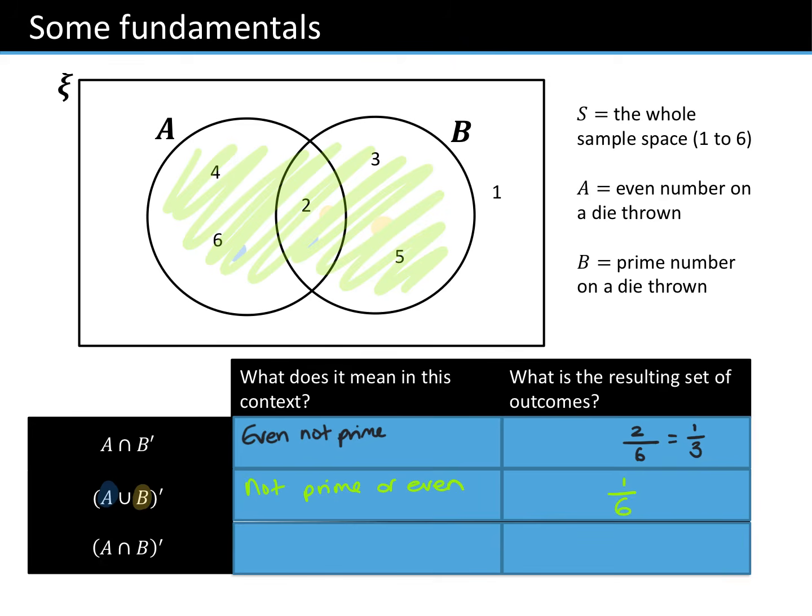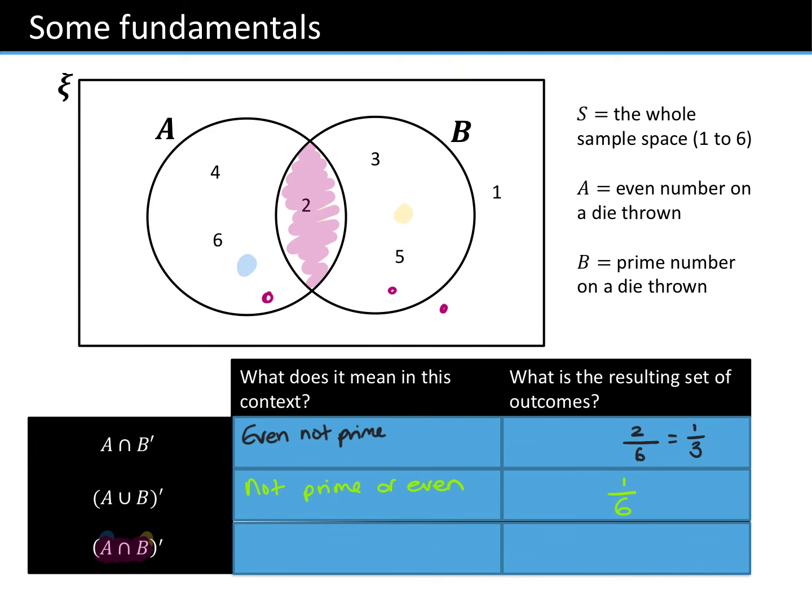Then the last one. Now again, I really like to visualise these using colours. So A is here and here. B, here and here. The intersection of A and B is here. So now I've done A intersection B. Okay? And then it says not this. So it's everything else. It's this part, and this part, which is 5 out of 6.